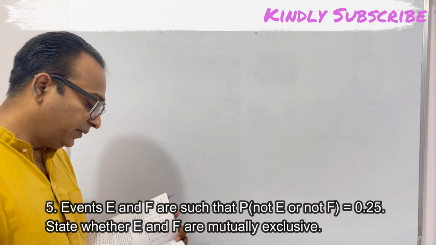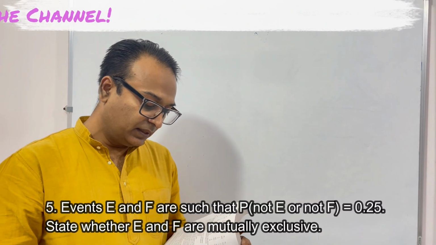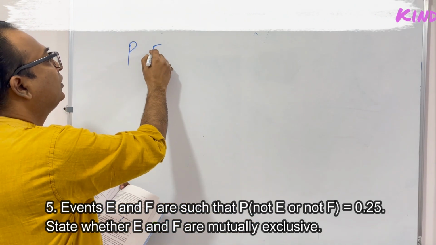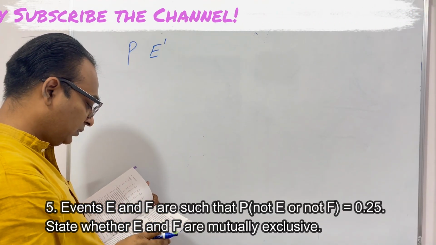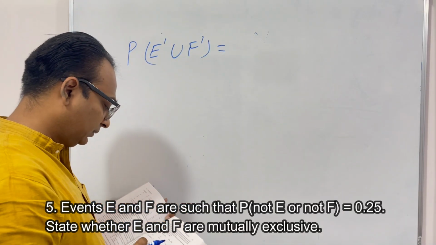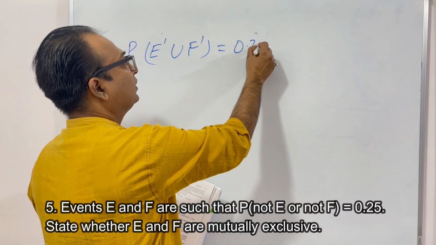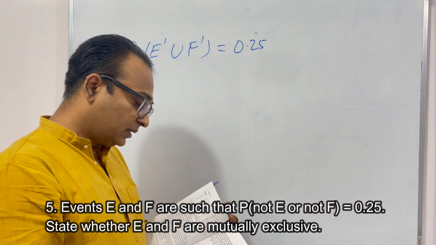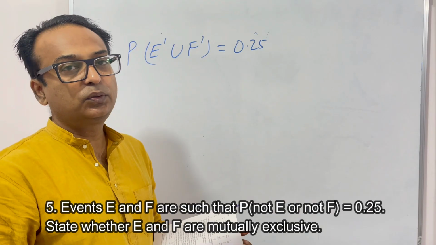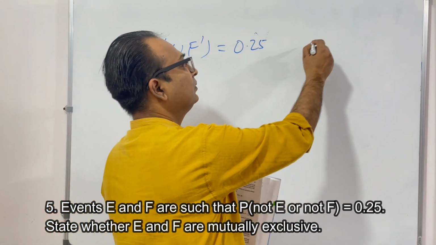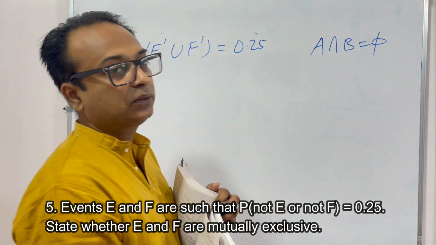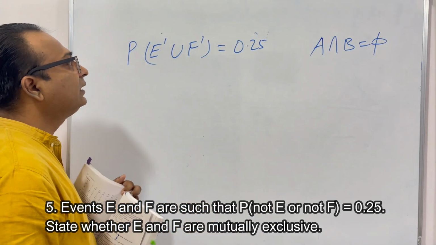Next, the question is, events E and F are such that P(not E or not F), the probability of not E or not F, is 0.25. The question is, state whether E and F are mutually exclusive. When can you say two sets are mutually exclusive? If we say sets A and B are mutually exclusive, it means A intersection B should be phi. Let's see what E intersection F is.